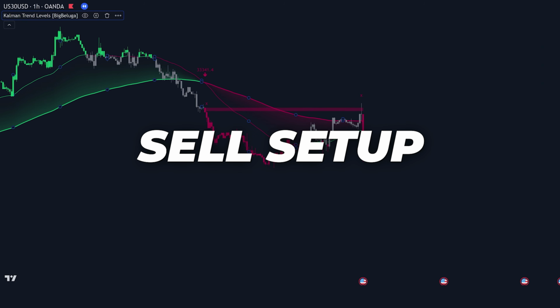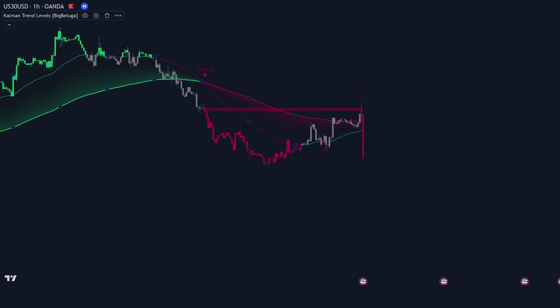Let's analyze this sell trade setup. First, notice the fast Kalman line, the thin line, crossing below the slow Kalman line, the thicker green line. This crossover is a clear signal from the indicator that bearish momentum is starting to dominate.